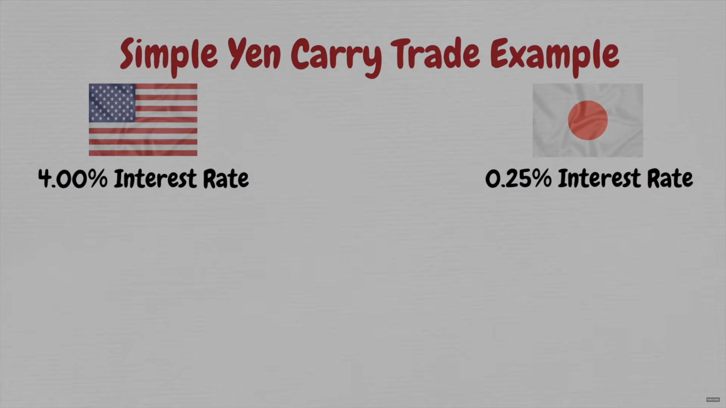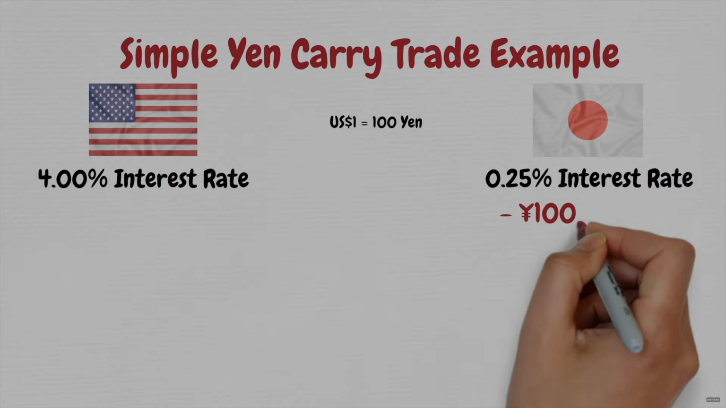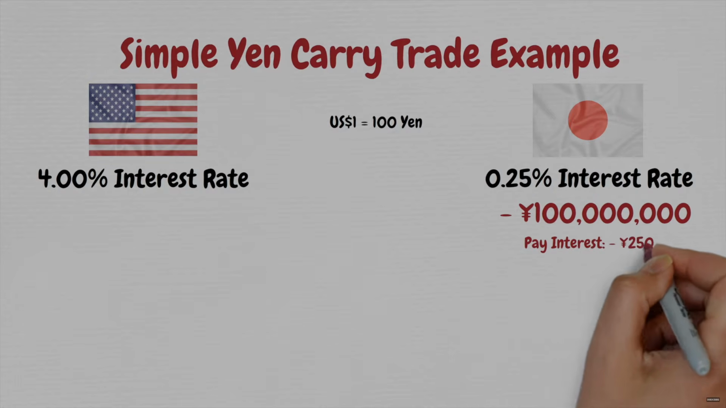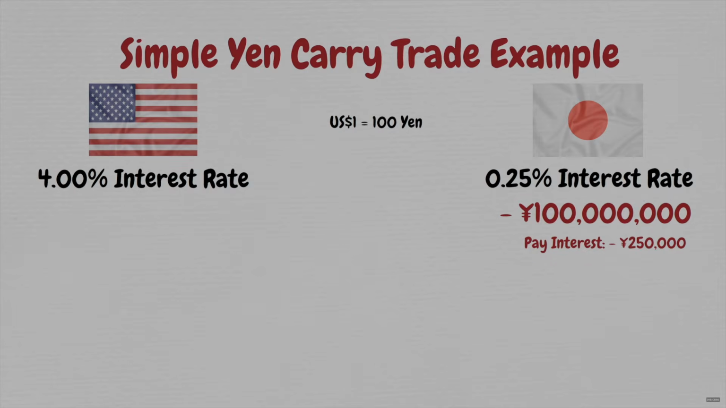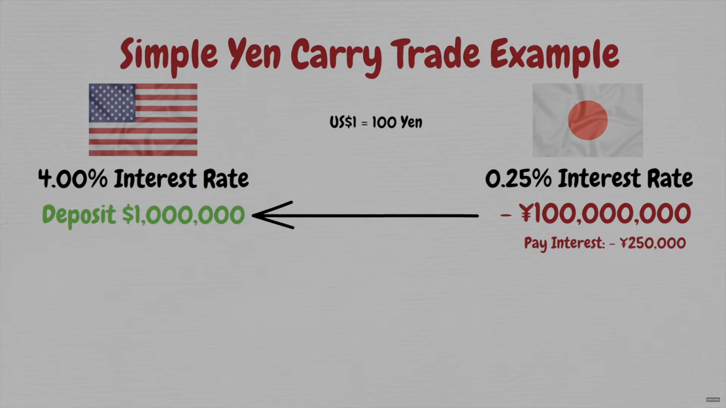This time, we will introduce the exchange rate component. If we want to borrow the equivalent of $1 million from a lender in Japan, we borrow in yen. Let's say that when we initiate the trade, the US dollar could buy 100 yen. That means we would borrow 100 million yen at 0.25%. Our interest payment for 1 year would be 250,000 yen. For now, we're going to ignore currency conversion costs. We take our 100 million yen and convert it to $1 million and put that into a savings account that pays 4% interest. So we get our $40,000 of interest earned over the year.